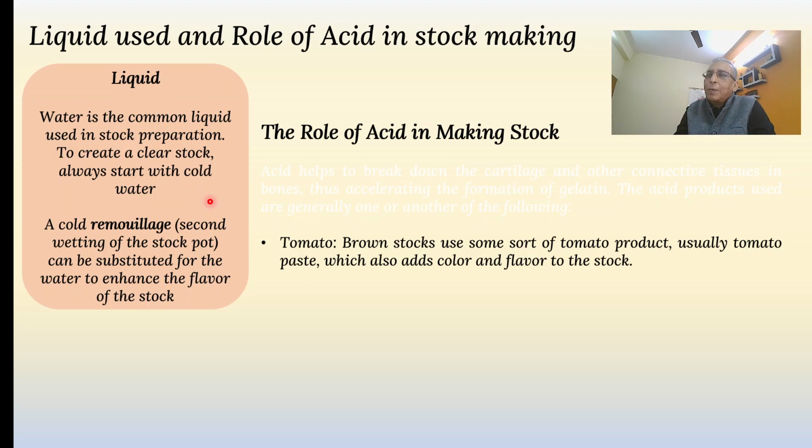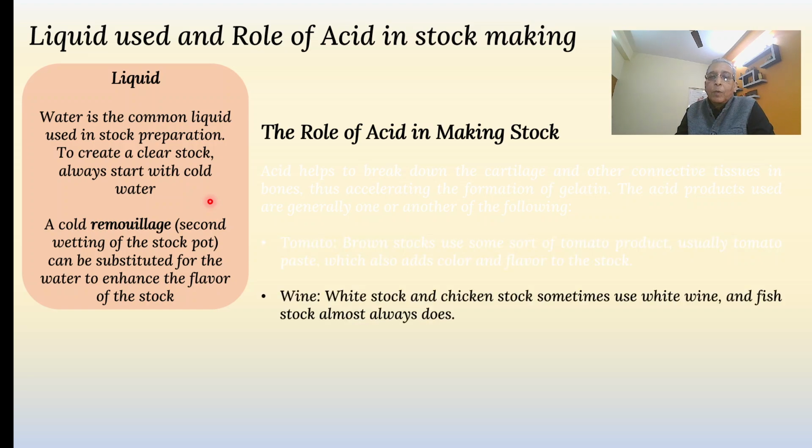Tomato, what happens? What is the purpose of adding tomato? We have discussed it also. Now we'll again clarify it. Tomato is used for the brown stock. Tomato paste is used mainly for the flavor and color, and also for the acid.